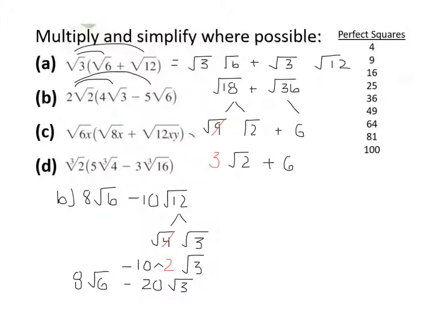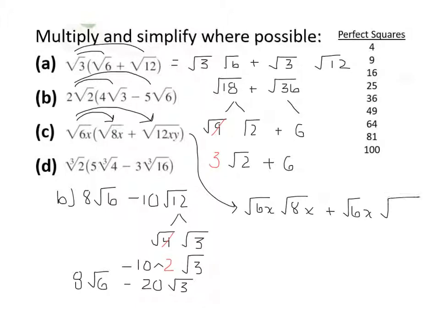All right, so now let's introduce some variables. In C, we're going to distribute the root 6x to both the root 8x and the root 12xy. So we're going to take root 6x and multiply it by root 8x, and then we're going to take the root 6x and multiply it by root 12xy. So starting here with root 6x times root 8x, we can just multiply those together. Root 6 times root 8 is root 48, and x times x is x squared.